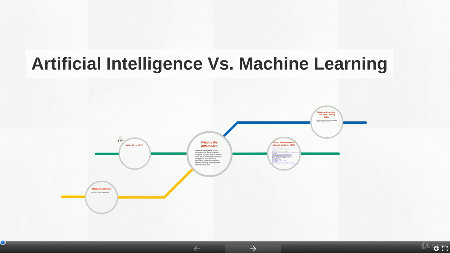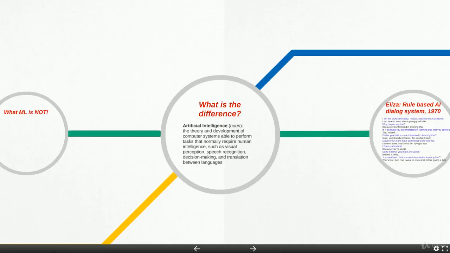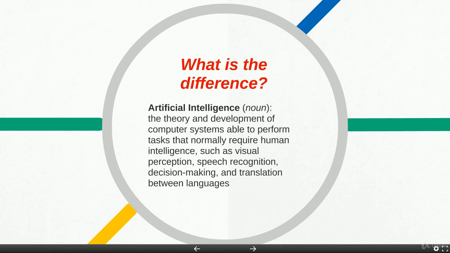This video is going to cover artificial intelligence versus machine learning. What are the differences? Where are there similarities? Hopefully those questions will be able to be answered by the end of this video. So let's get started. What is the difference? How is artificial intelligence even defined? And we can start by that here.